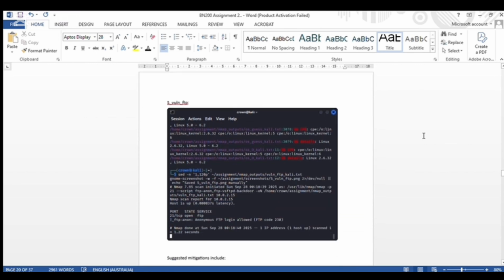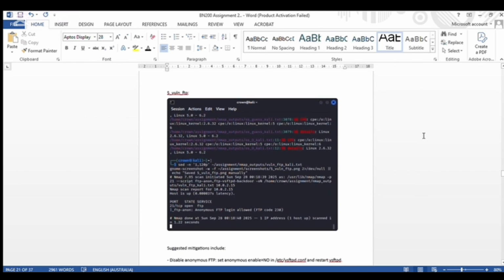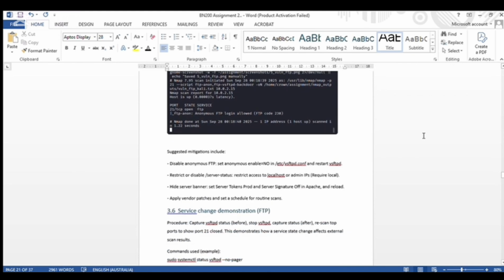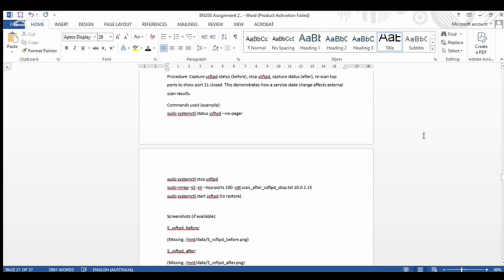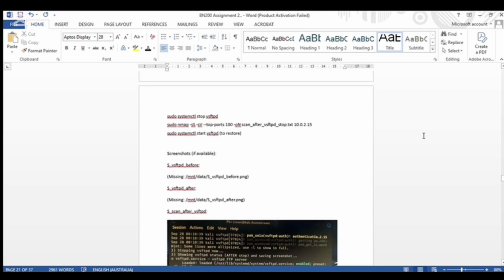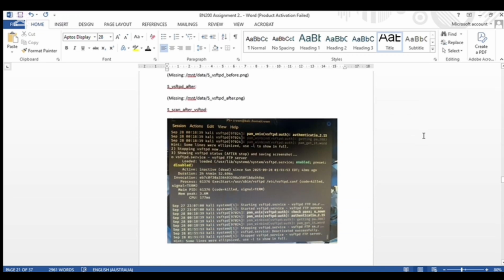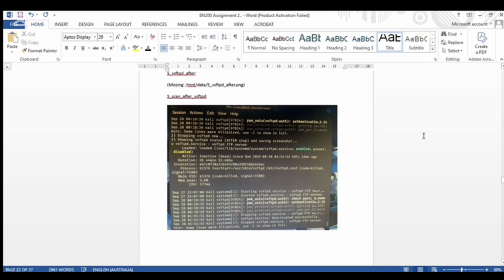In summary, I used Nmap to discover open ports, detect the OS, and identify misconfigurations. The recommended fixes include disabling anonymous FTP and restricting the Apache server status page. This demonstrates how Nmap can be used for security assessment.